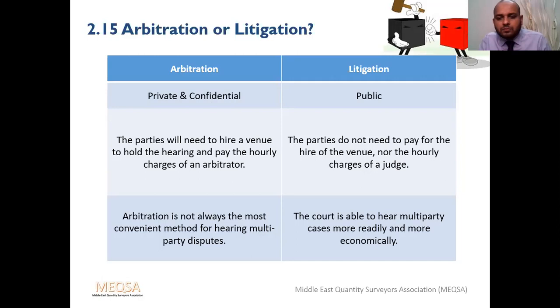Courts are able to hear multiple cases more readily, more economically. Economically means you should pay the lawyers. Lawyer fees are very expensive, as I already told you. But multiple cases mean each will be a different case, with different judges. One judge will not deal with all the cases. So there are pluses and minuses in both cases. In general knowledge, I'm telling.